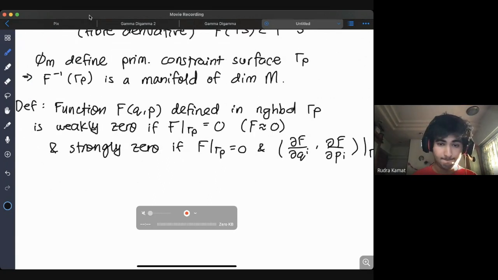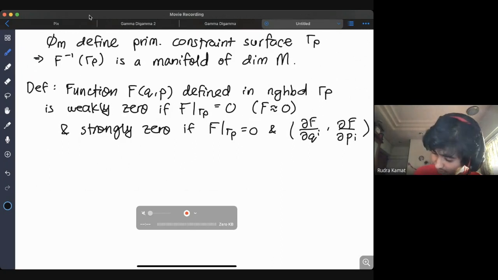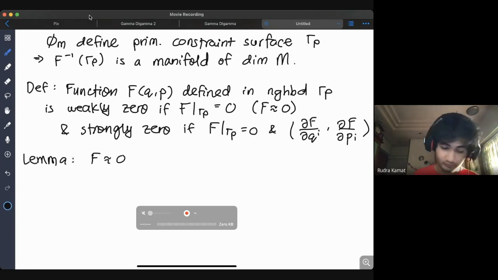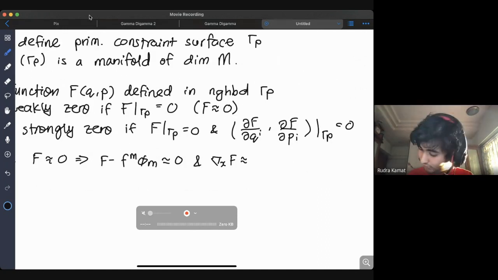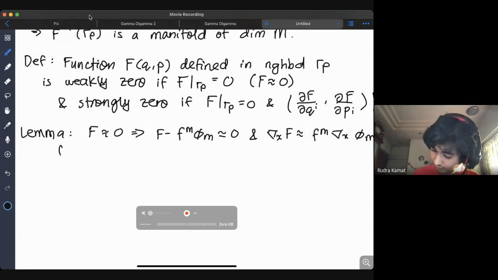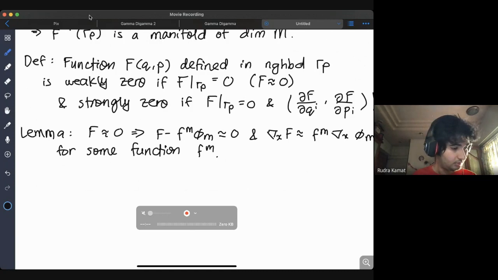Okay, lemma. We need this lemma. If F is weakly zero, that implies F minus F^m phi_m is strongly zero, and the gradient of F is weakly F^m gradient of phi_m, for some function F^m. I'm going to sketch the proof.